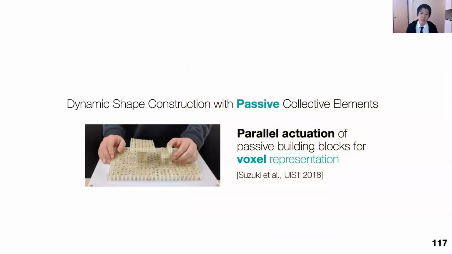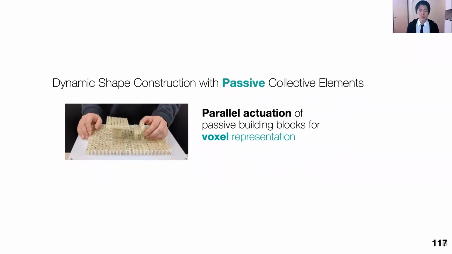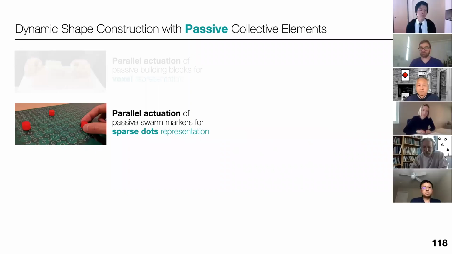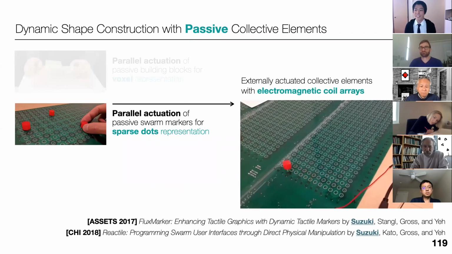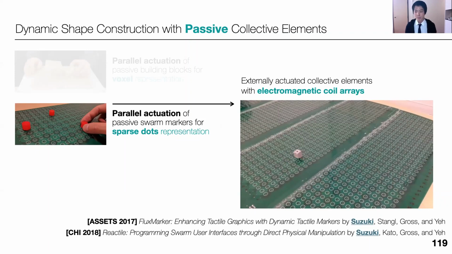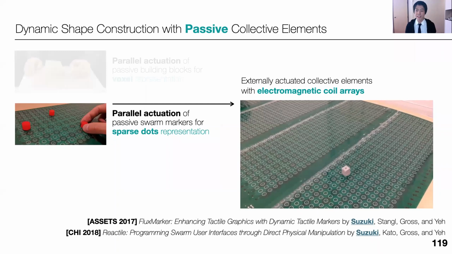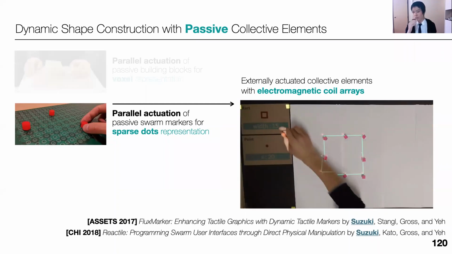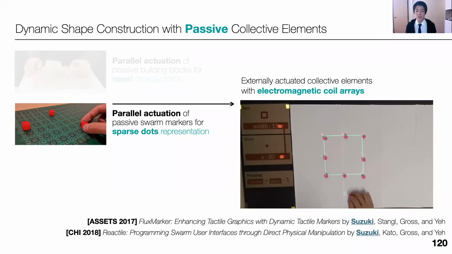So dynamic shape construction with passive collective elements is demonstrated through Dynablock, which is a parallel actuation of voxel representation. But I have also explored different ways of parallel actuation, for example, a sparse dot representation using electromagnetic coil arrays to externally actuate a swarm of magnetic markers. Using PCB-based electromagnetic force, we continuously actuate these passive magnets to make shapes with a sparse dot representation, which can dynamically move with the user's interaction.